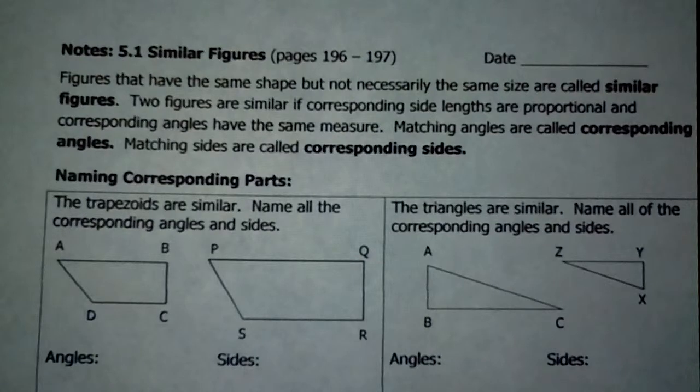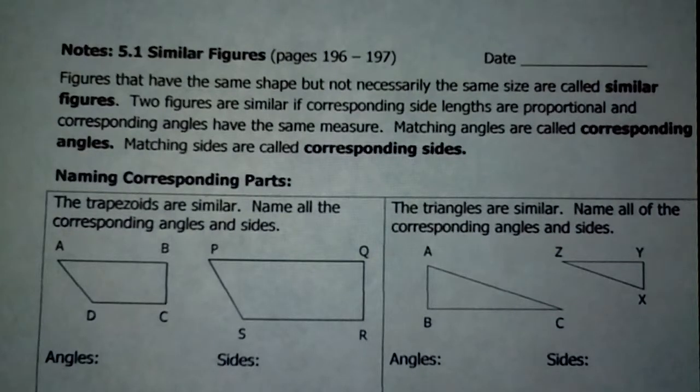So now instead of t-shirts, we're going to talk about shapes. We have to determine if shapes are similar or not. We talked about similar figures being proportional. Two figures are similar if their corresponding side lengths are proportional and their corresponding angles have the same measure.